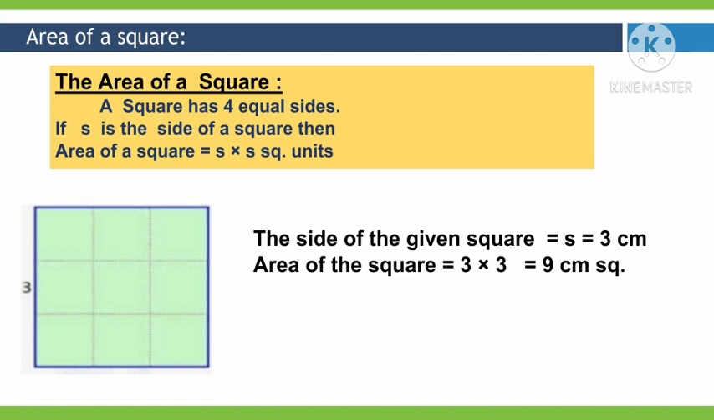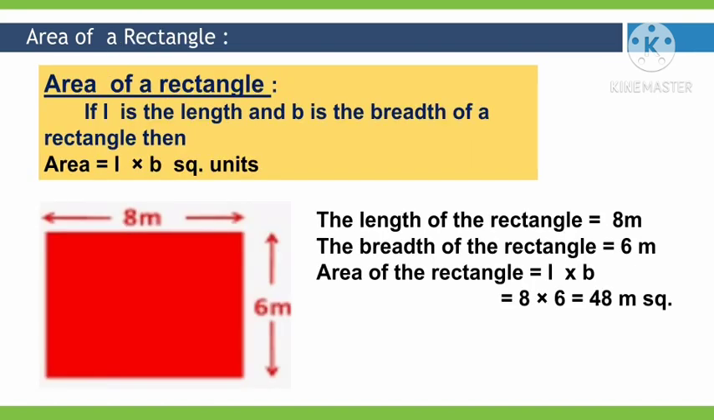Now let's see how to find the area of a rectangle. So rectangle is a four-sided figure in which the opposite sides are equal.